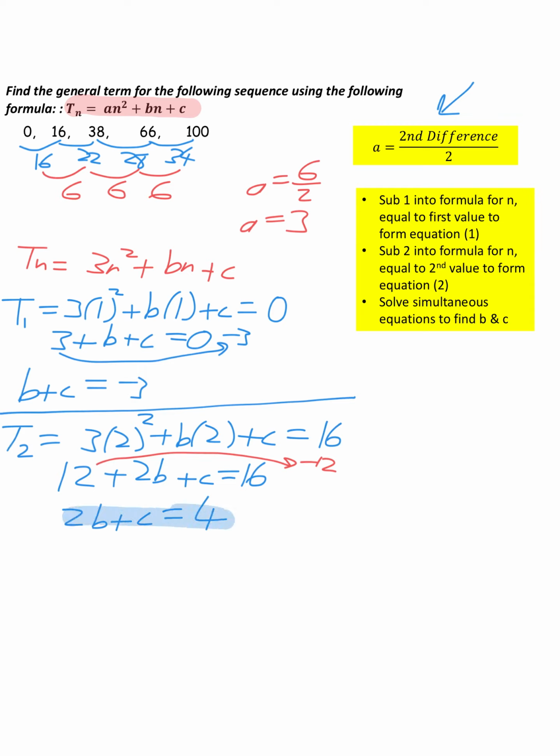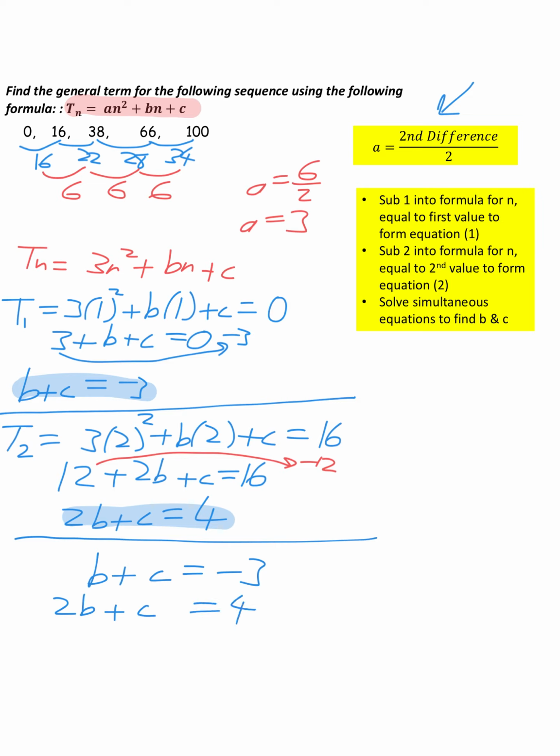So now we have two equations. So now that we have two equations, let's solve these using simultaneous equations. So the first one is b plus c equals minus 3. Next one is 2b plus c equals 4. Now I need to cancel off, so I'm going to multiply the top by minus 1. So that'll be minus b minus c plus 3. Minus c and plus c will cancel. Minus b plus 2b is b. And then 3 plus 4 is 7.